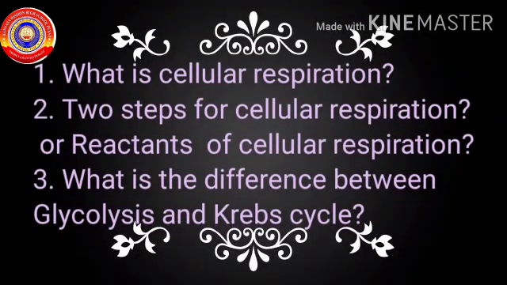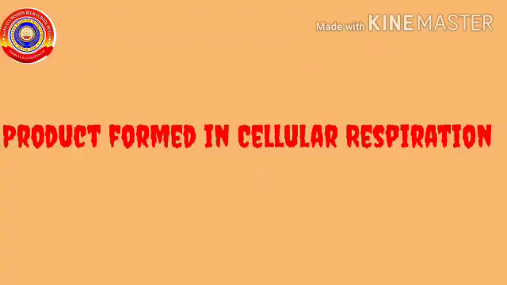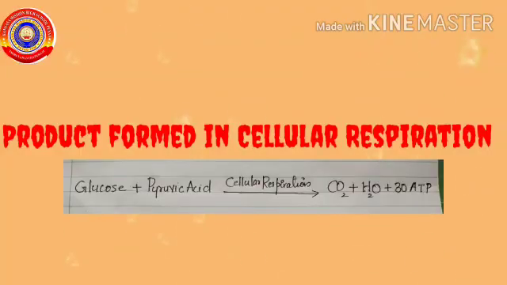From this topic, you are getting some important questions. Write these questions in your notebook, which is very important. The products formed in cellular respiration: glucose plus pyruvic acid, in the presence of oxygen, give rise to carbon dioxide plus water plus 30 ATP molecules.